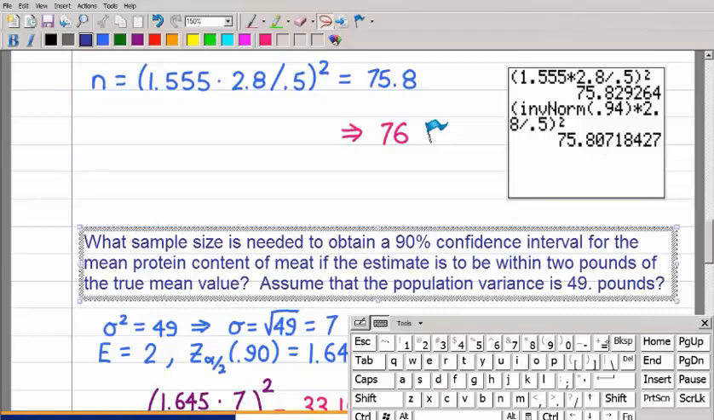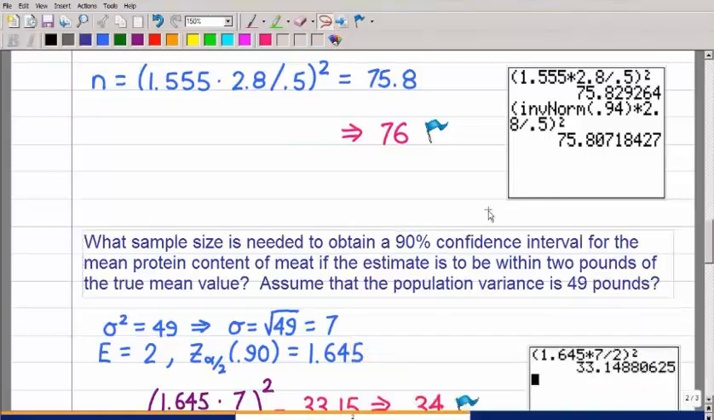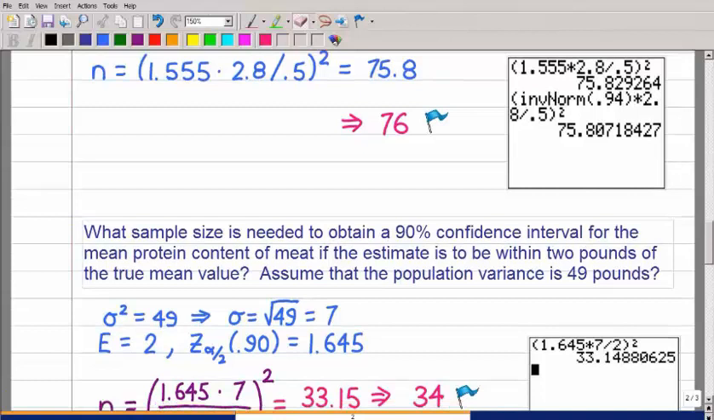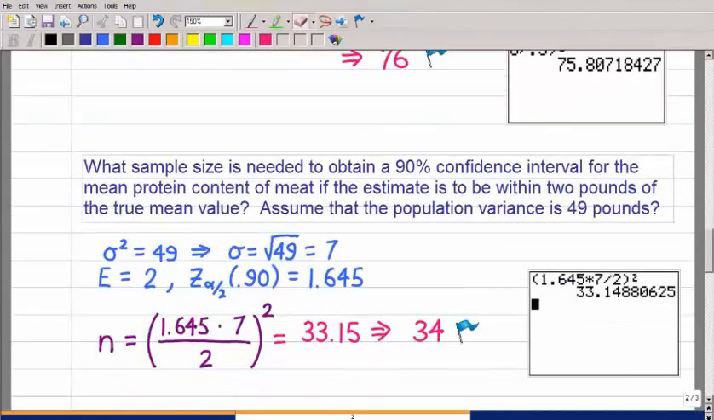All right. Trying to trick you here. Variance. Always remember, most of the time it's going to be standard deviation, but if it gives you variance, you just have to take the square root to get the standard deviation. So we won't use 49. We will use the square root of 49, which is 7. So the within 2 pounds tells me my E is 2. And then the 90% Z value is automatically 1.645. So I think the tricky part about this problem is remembering to take the square root of 49.